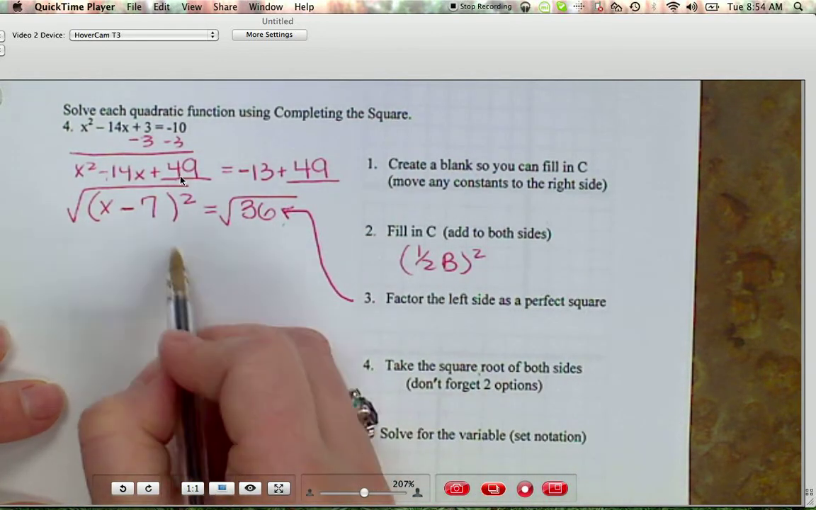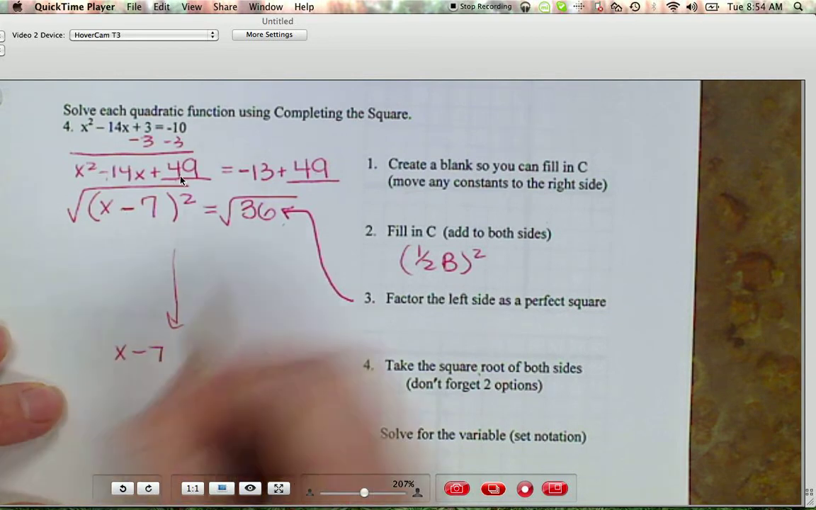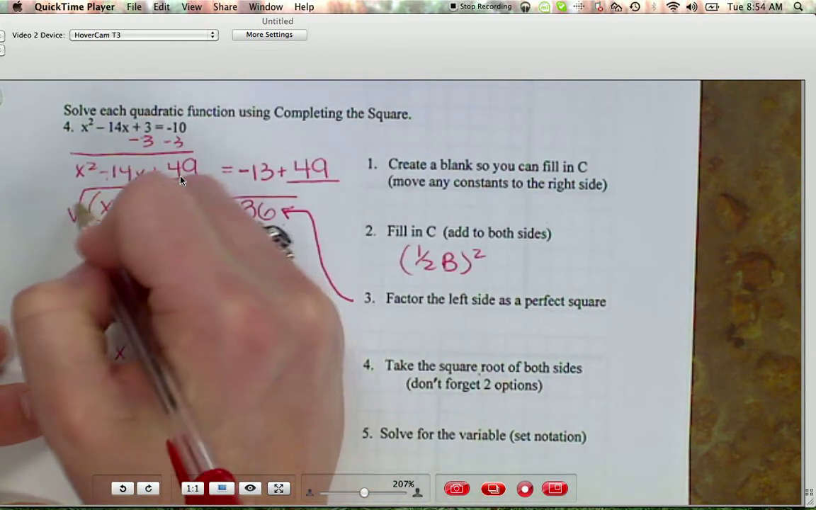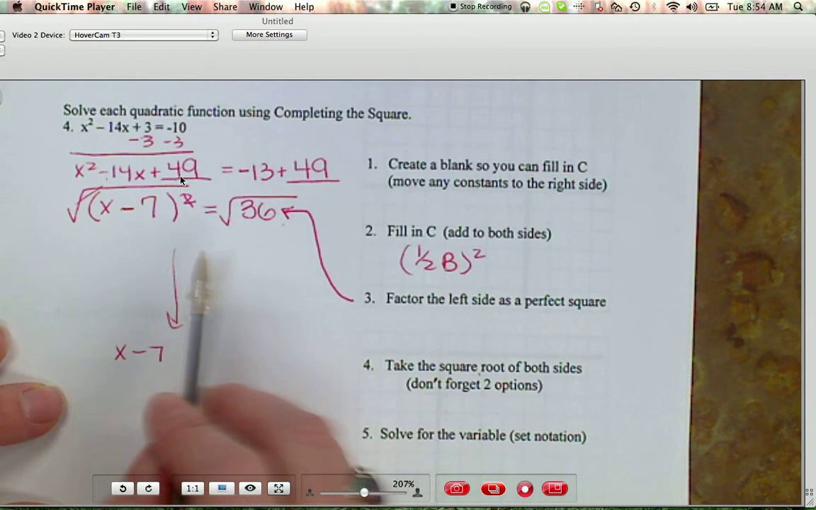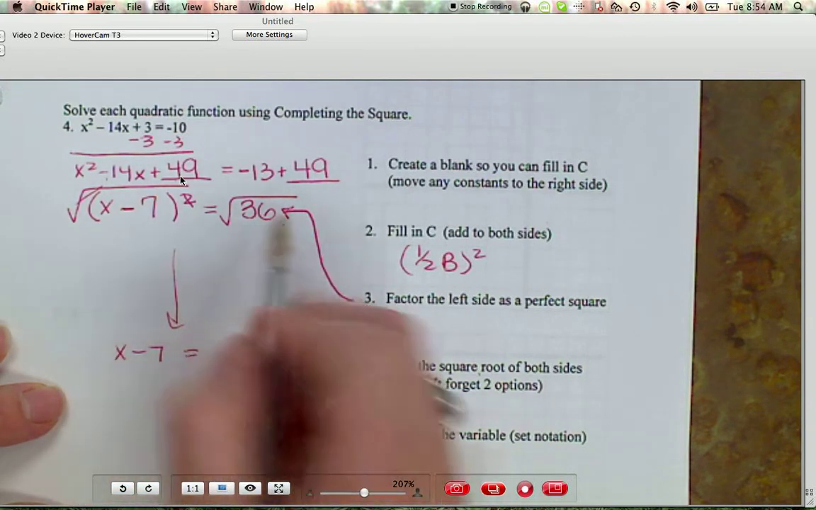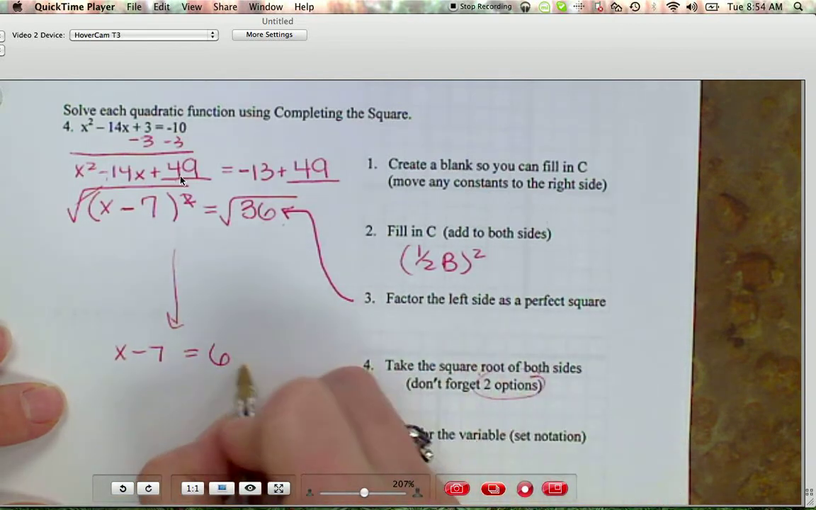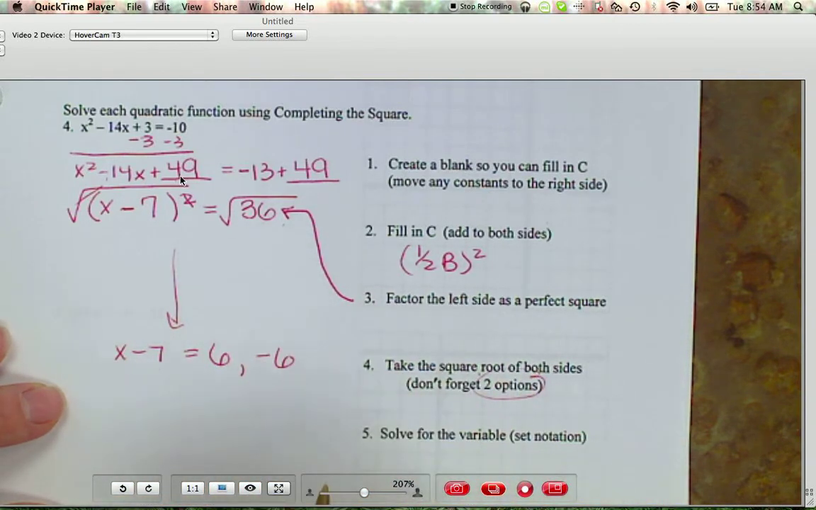I'm going to bring it all the way down here. The square root of this would be x minus 7, because remember, the square and the square root will cancel each other out, and we get just x minus 7. When we take the square root of 36, remember, we do get 6, but we get 2 answers, so we also get negative 6. And then the last step, solve for the variable and put it in set notation.